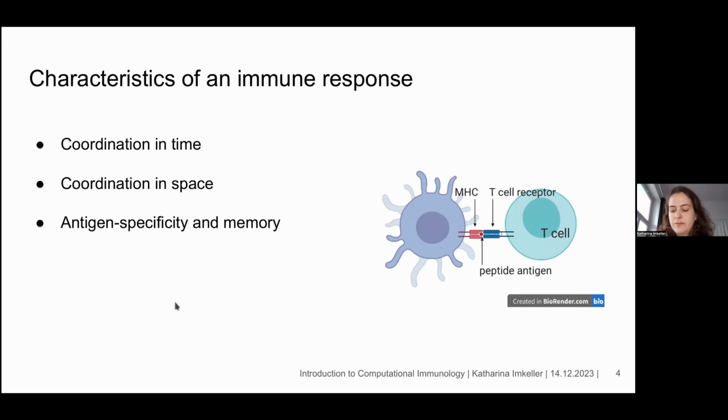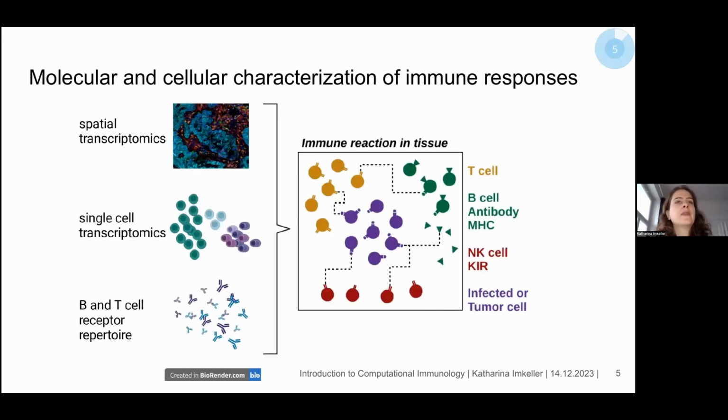And I would like to show today a few computational methods on how to study these kinds of coordinations and interactions. The data that I'm covering today is from different molecular and cellular characterization methods for immune responses. So there's spatial transcriptomic data, which is the quantification of gene expression in a tissue with spatial resolution. Then there's single-cell transcriptomic data, and there's also B and T cell receptor repertoire data, so basically the sequences of the B and T cell receptors.